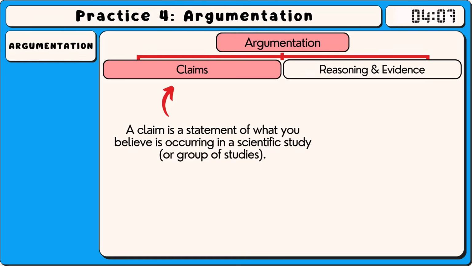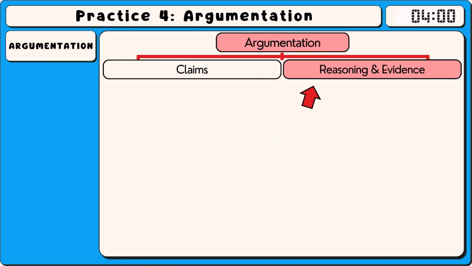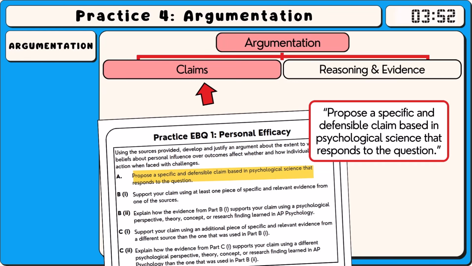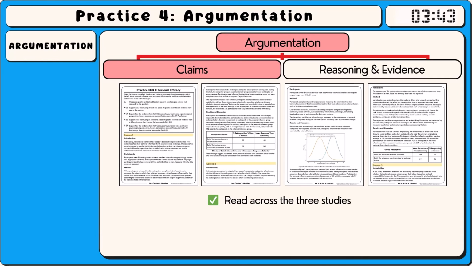A claim is a statement of what you believe is occurring in a scientific study or group of studies. As you'll see later in this lesson, you'll need to be able to back up your claim with evidence. Let's see how this applies to the EBQ. Part A of the EBQ question asks you to propose a specific and defensible claim based in psychological science that responds to the question. For this part, your job is to read across the 3 studies you'll be provided in the EBQ question and identify the main pattern in the results.